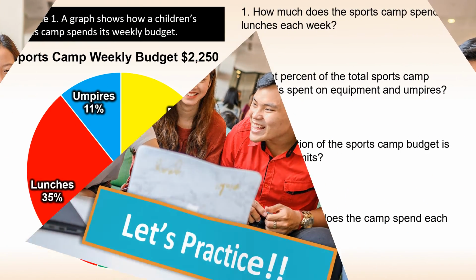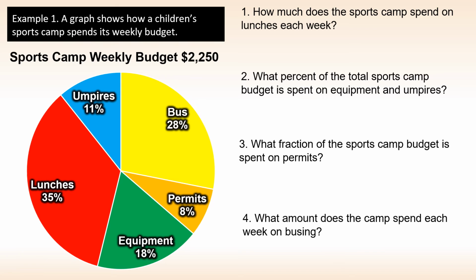So, let's practice. Example number 1. A graph shows how a children's sports camp spends its weekly budget. The sports camp weekly budget is $2,250. And these are the different slices on how the budget is allocated.